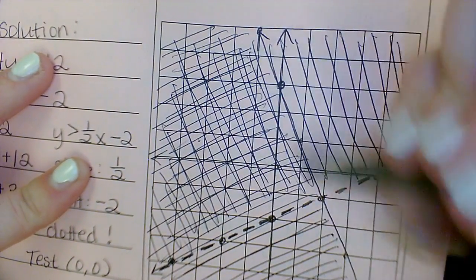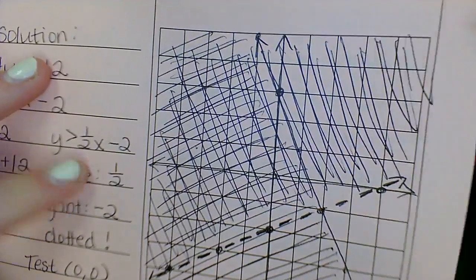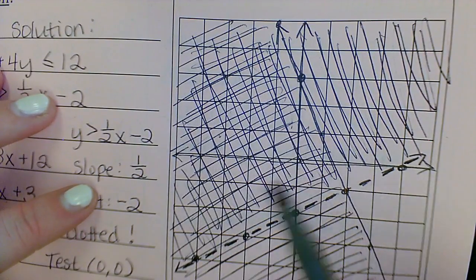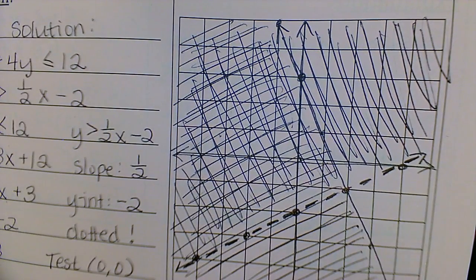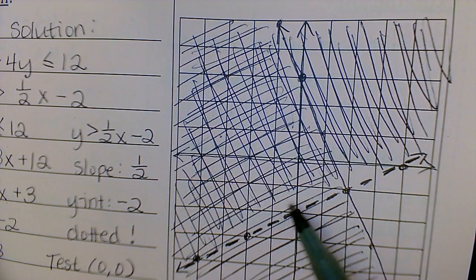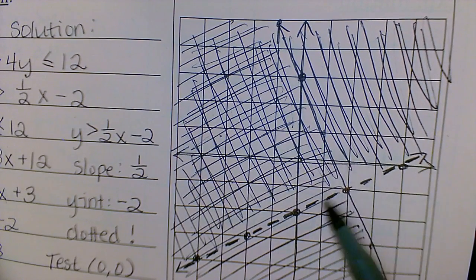Now you'll see that this is why I'm deliberately doing my shading in a certain direction, because now you're able to see where the shading overlaps. So that right there is my answer. That overlap is showing me that any coordinate in this area would be a solution to both of these inequalities.